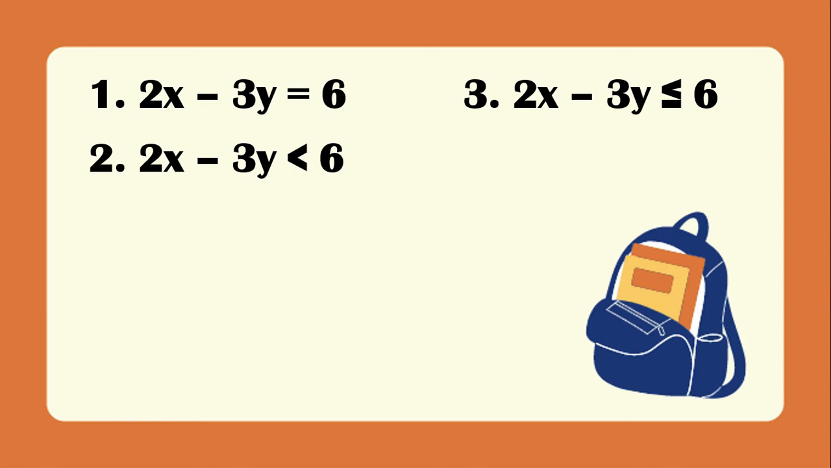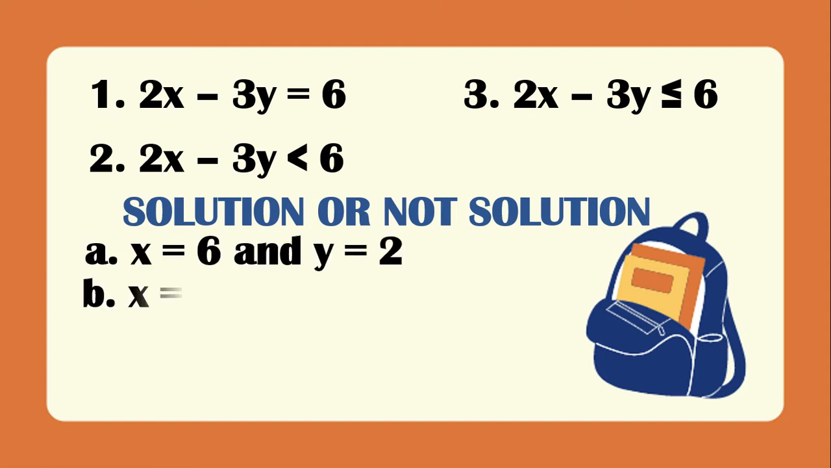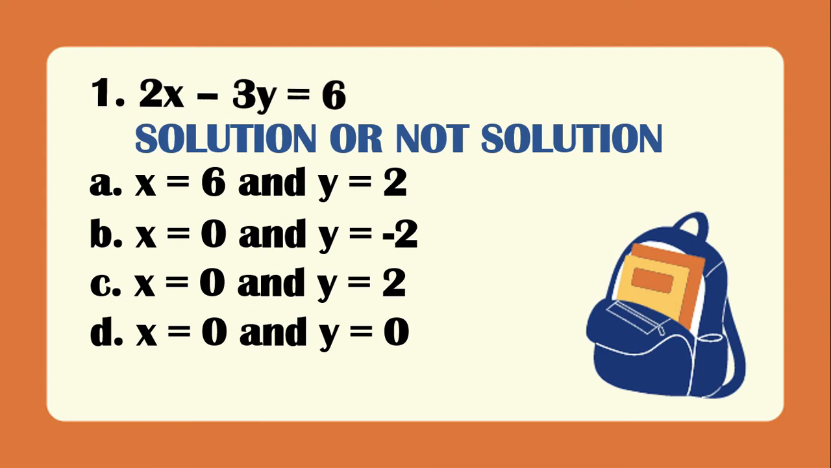So we will identify if the given coordinates are part of the solution or not. We have A, x is 6, y is 2, B, x is 0 and y is negative 2, C, x is 0 and y is 2, and D, x is 0, y is equal to 0. So we will identify if these 4 given are part of the solution of each equation or inequality. Let's have the first one. 2x minus 3y equals 6. So we will check is a solution of this equation.